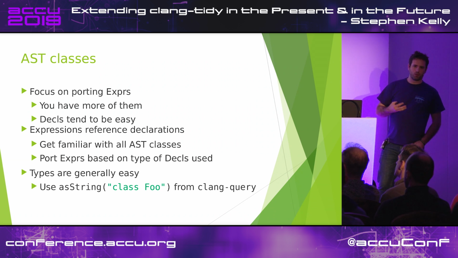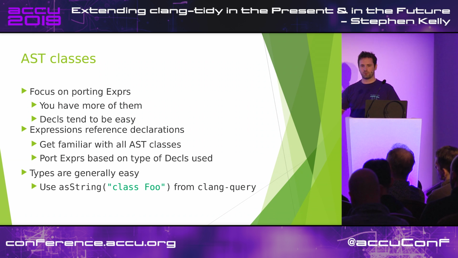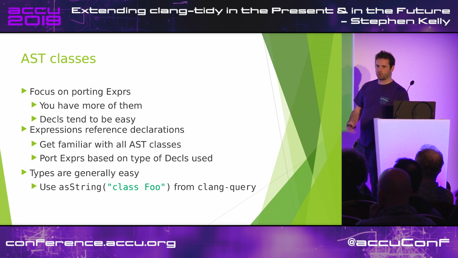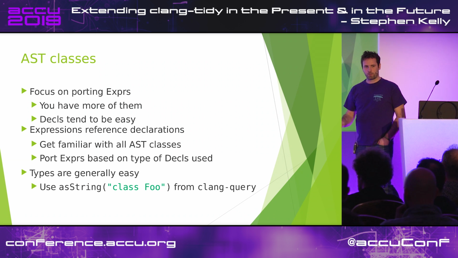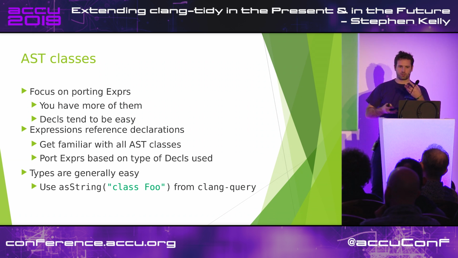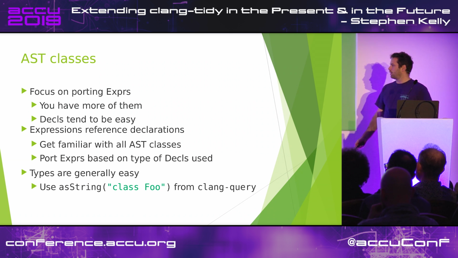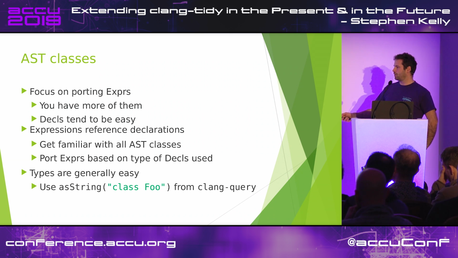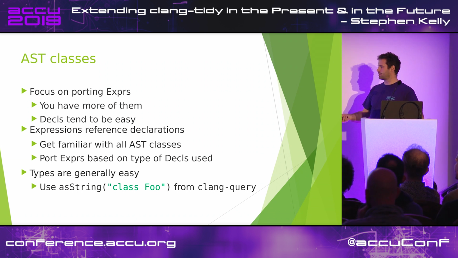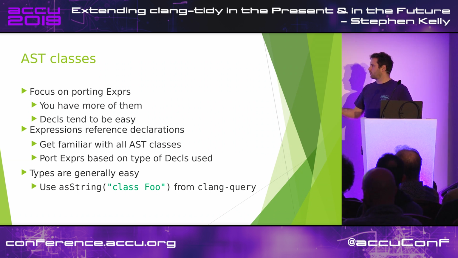You should get familiar with all of the AST classes just by dumping the AST, looking at how things are made up, and getting familiar with them in that way. You would need to know that there's a call expression, and there's a member call expression, and they're different, and there are more source locations and more matchers that you can use with them. Types are generally easy. You just use the as-string matcher to say, I want a function which returns a type of class foo. So that's generally quite easy.